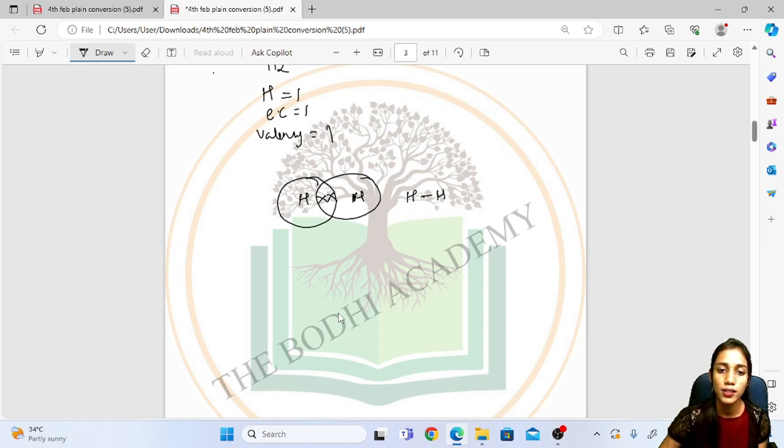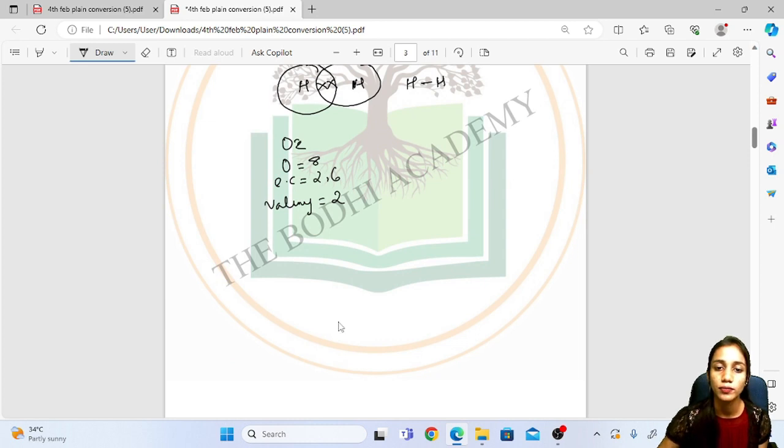Okay. Next example is very famous, oxygen, which is present always as a diatomic molecule. The atomic number of oxygen is actually 8, so the electronic configuration becomes 2 and 6, and the valency is 2. You require 2 electrons to fill the shell. So we will represent the last shell now, of oxygen.